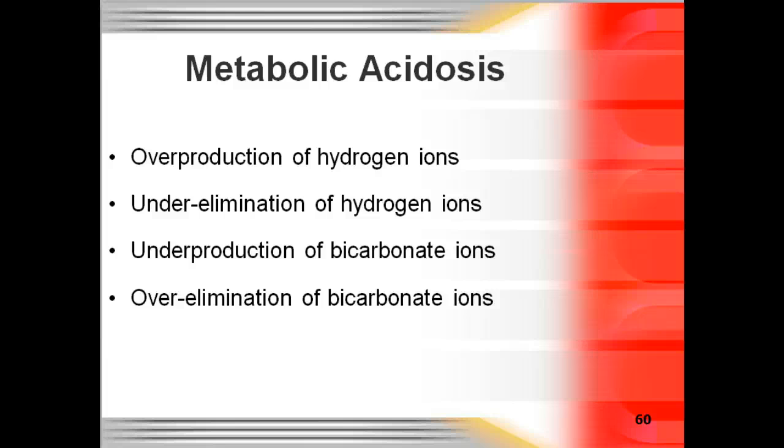Okay, metabolic acidosis. You have to be aware and be able to, based on the words and the numbers, know what these mean. If you have metabolic acidosis, you have a lot of hydrogen ions, which means there's under elimination of hydrogen ions. You have underproduction of bicarbonate ions, which means there's over elimination, under elimination of bicarbonate ions. So therefore, you have metabolic acidosis. So you need to be able to look at this process and be able to pick it out. So that's how a person is in metabolic acidosis.